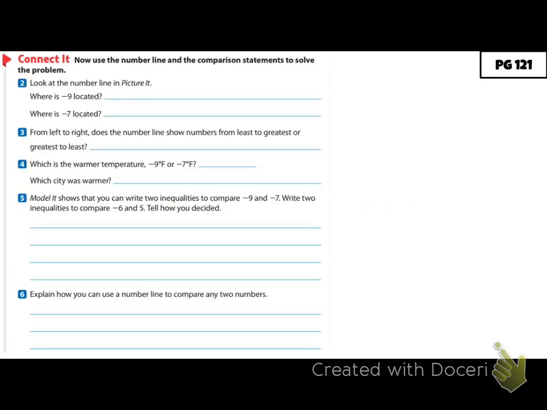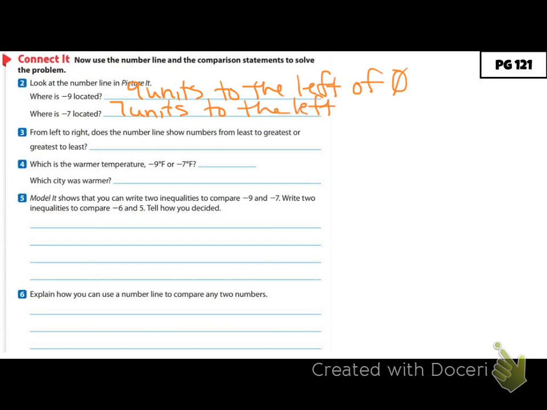So, look at the number line in the picture. Where is -9 located? It is 9 units to the left of 0. Where is -7 located? 7 units to the left of 0.